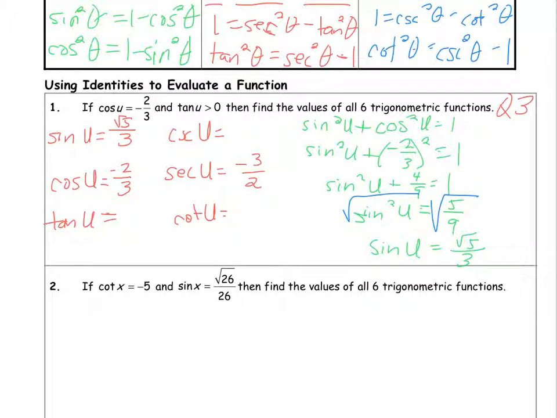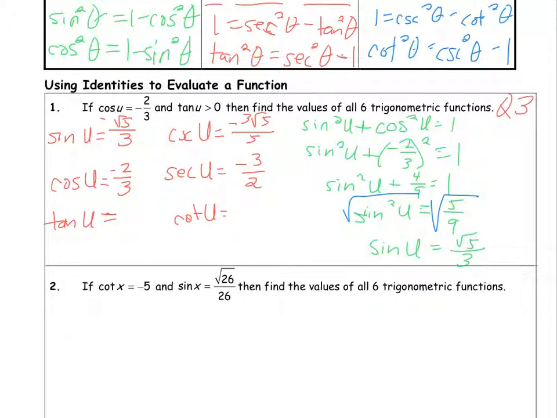Well, I'm in quadrant 3, right? Sine's got to be negative. So let me go back and stick a negative up there in that fraction. Sweet. Oh, and since I know sine, I know cosecant, right? Just have to flip them over. But remember, you have to rationalize. So it is negative 3 radical 5 all over 5. Not bad.